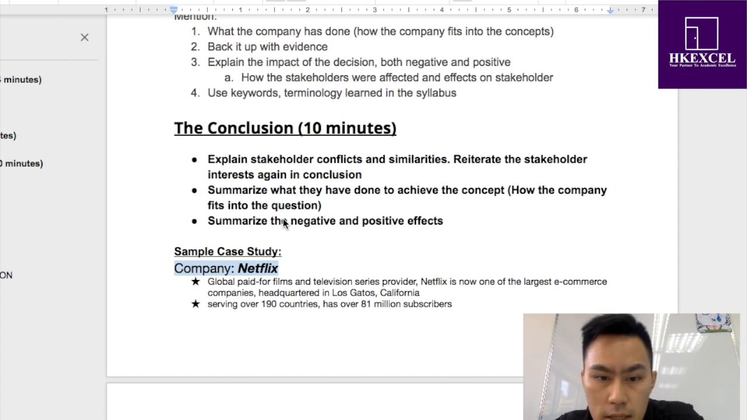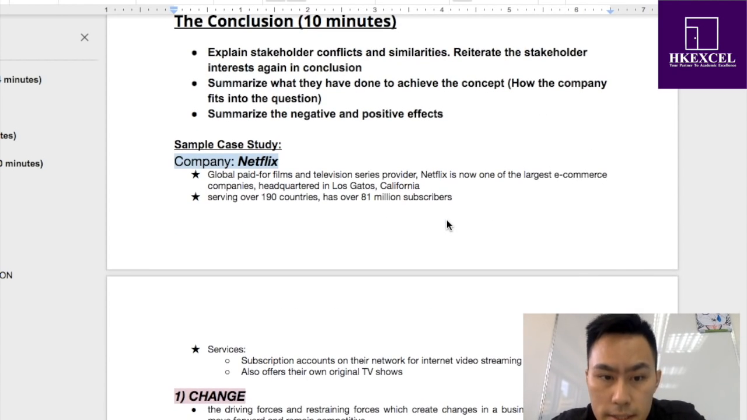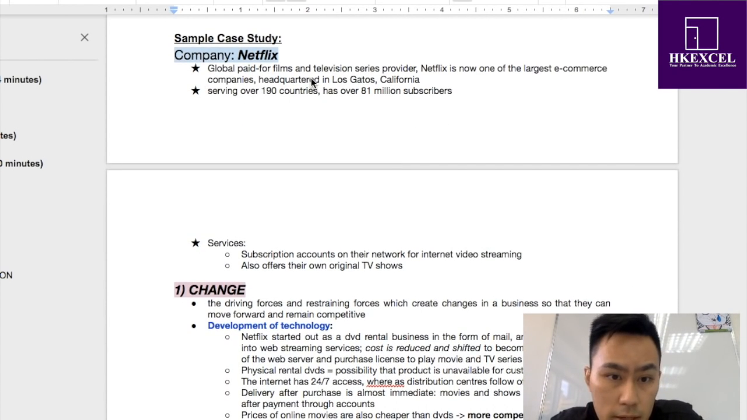So, summarize the negative and positive impacts and effects. A sample case study, for example, the company Netflix. Yeah, so first you have to define and introduce what Netflix is, right? I believe every one of you knows that, but how should we write it as an essay? In the introduction part, you can talk about how it is a global paid provider of films and television series.